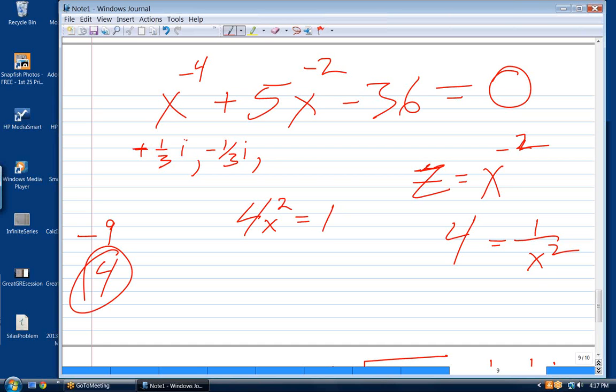They're scary. Why? Because you can't ever divide by 0. So you've got to be leery if your variable's in the denominator. But in this case, I'm certainly allowed to multiply by x squared, so I don't have any problem. So x squared is equal to 1 over 4. And x is equal to plus or minus the square root of 1 over 4, which is equal to 1 over 2.